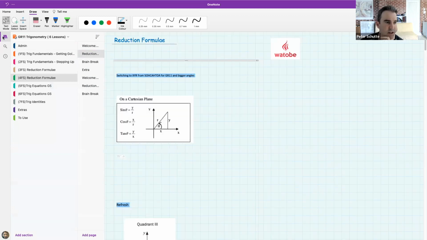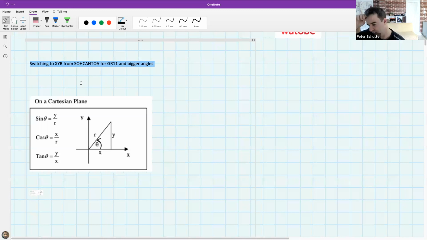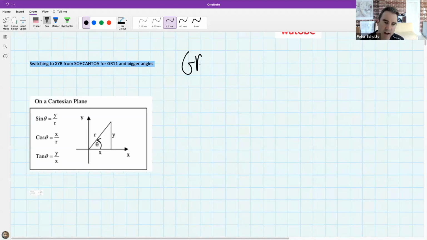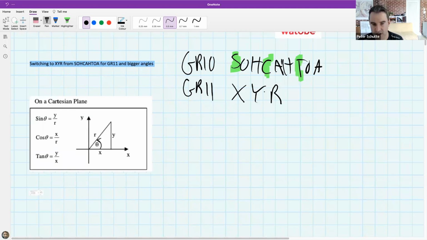So let's get going. One of the things that happened in the last lesson, we spoke about how in grade 10, and we still use this now, SOHCAHTOA got a lot of airtime, a lot of attention because it told us about the trig ratios sine, cos, and tan. Now in grade 11, there's a bit of a shift to seeing trigonometry in terms of X, Y, and R.